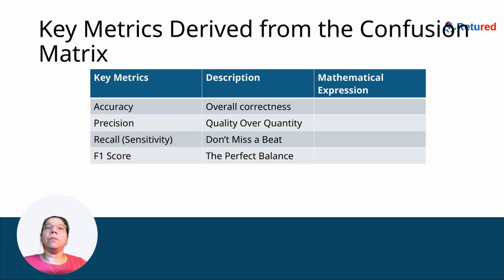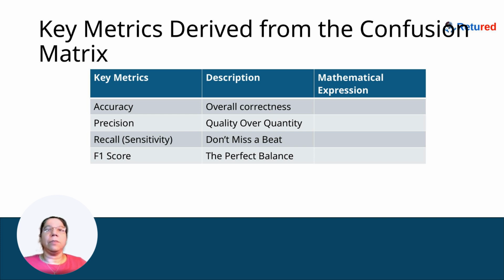From the counts in the confusion matrix, several important performance metrics can be calculated. Accuracy: this measures the overall correctness of the model. Precision: quality over quantity. Precision tells you what proportion of predicted positives were actually positive. It's especially important in situations where false positives are costly. Think of precision as a measure of quality. Precision is about being precise in your predictions. Only claim a positive when you're really sure.